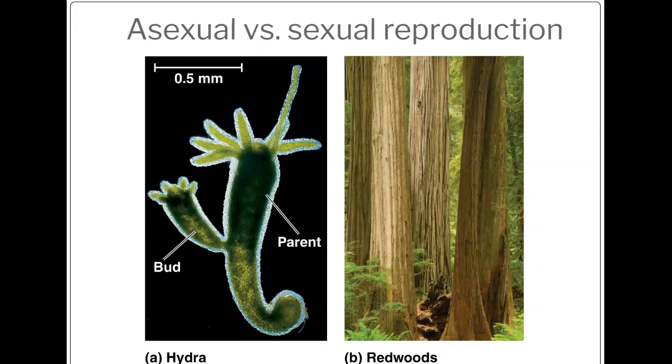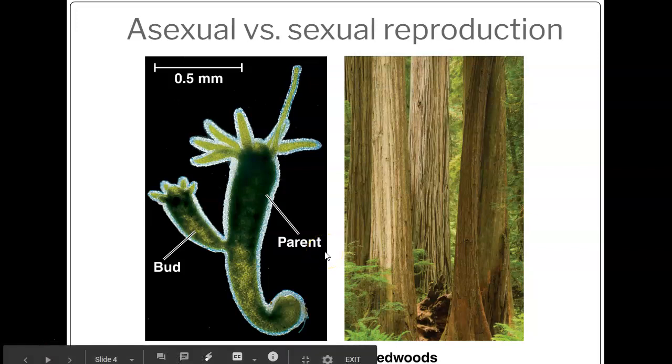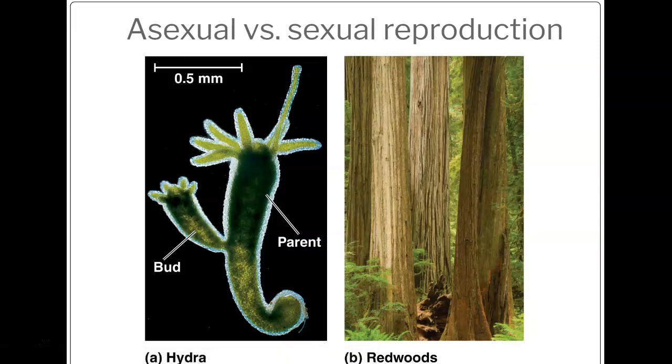And here's an example on the left, a small microscopic organism called a hydra. It has a little bud hanging off the side that will eventually become its own organism, and then trees. We don't really focus on plant reproduction per se, but if you think about pollen needing to go from one plant to another, they can be self-pollinating or go to another plant. That's why we have bees. That's a form of sexual reproduction.